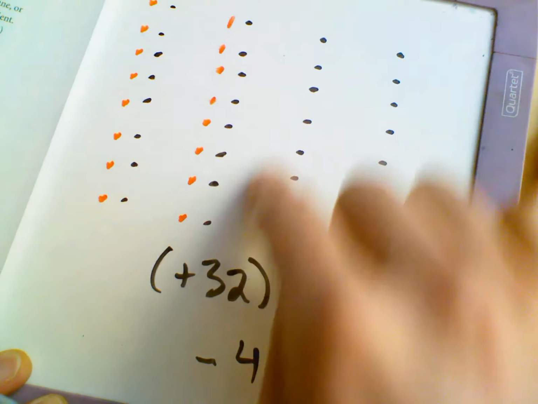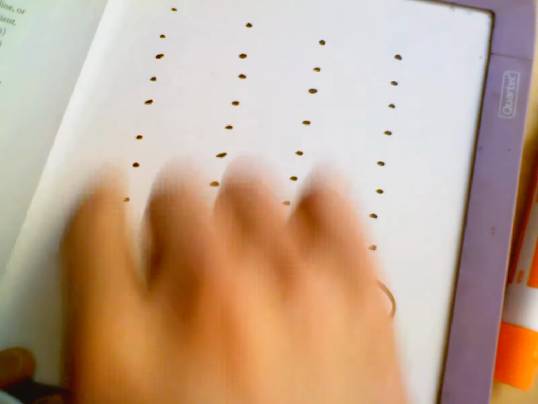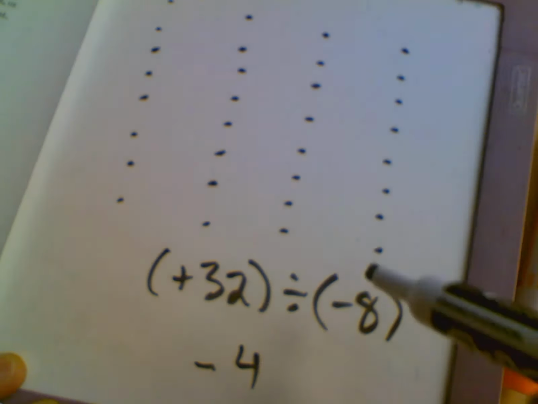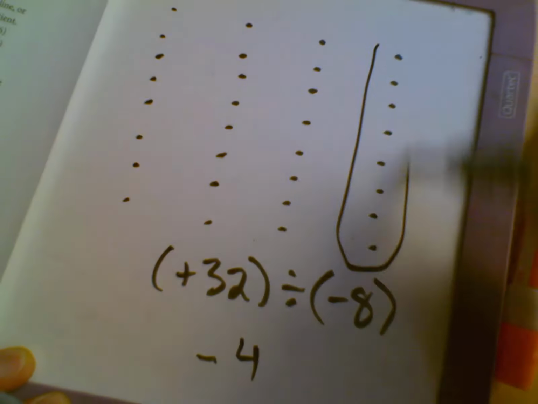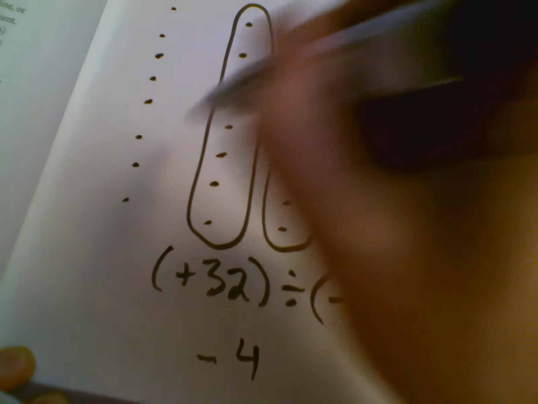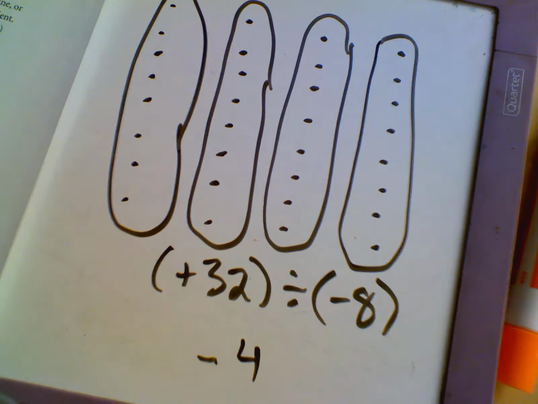We're going to get rid of those positives. We're going to divide them into groups of 8. And we end up with negative 4 groups of 8.